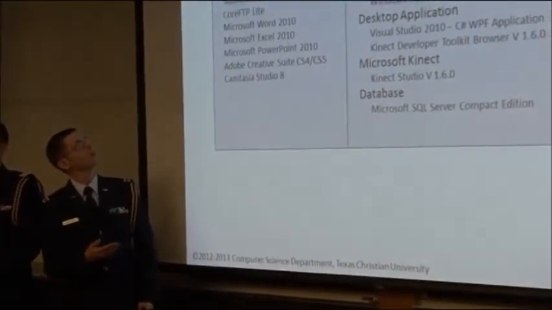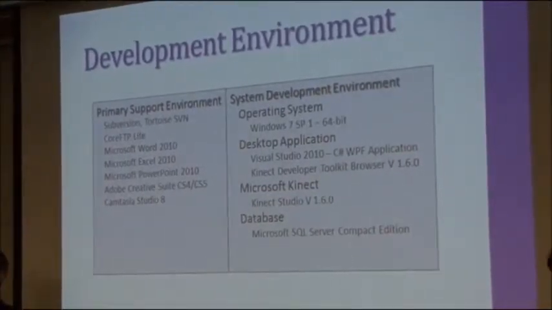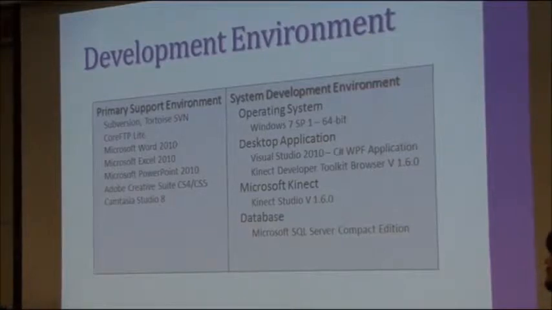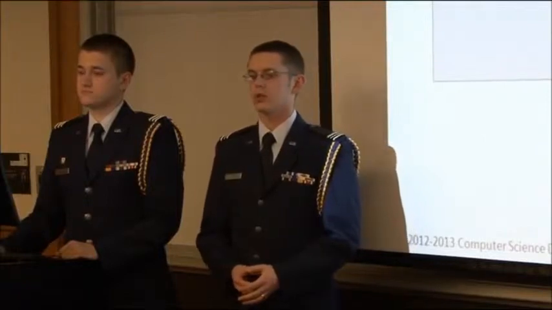And these are the development systems that we used. For our primary support environments, we use Subversion and Tortoise SVN for our version control and to store our documents. And we also use Microsoft Office and some other programs to help us with our presentations and documentation. In particular, for creating our project, we used Microsoft Visual Studio 2010. We programmed in a C# WPF application. We also use the Microsoft Developer Toolkit browser, version 1.6.0, and the Microsoft Kinect Studio, version 1.6.0. And our database was programmed using Microsoft SQL Server Compact Edition, and Davis will tell us more about our database.